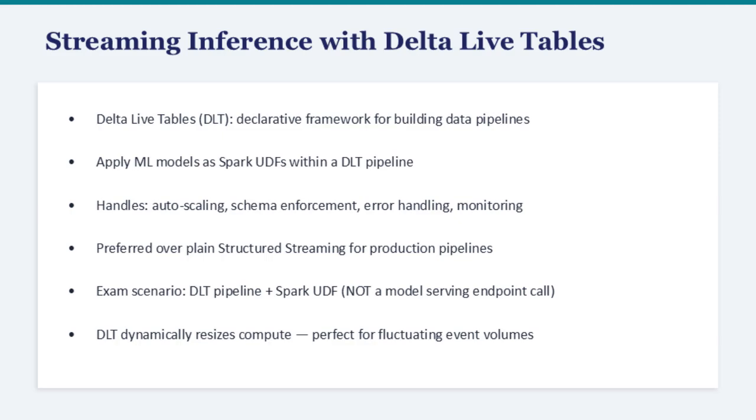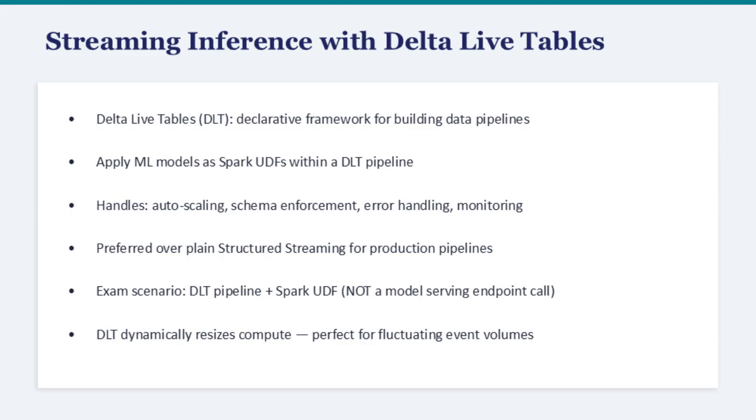Now let's talk about streaming inference with Delta Live Tables. This is the trickiest deployment topic on the exam, and it's tested with a sample question as well. So please pay close attention. Delta Live Tables is a declarative framework for building reliable data pipelines. For streaming inference, you apply your ML model as a Spark UDF within a DLT pipeline. DLT handles auto-scaling, schema enforcement, error handling, and monitoring. All the things that you have built manually with plain structured streaming. Databricks recommends DLT over structured streaming for production pipelines.